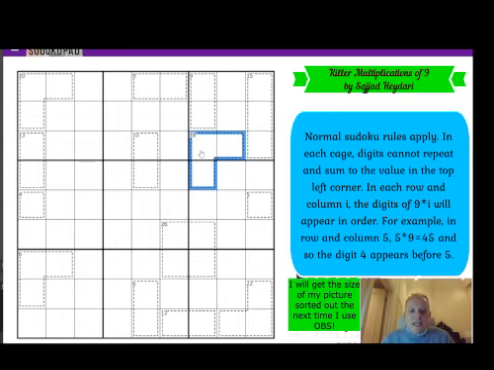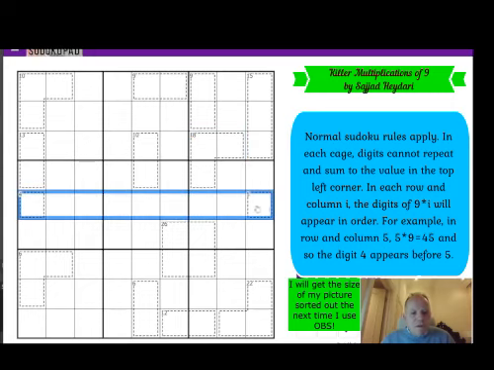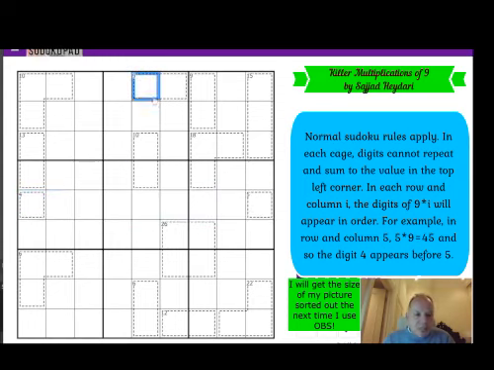In addition, in each row and column I, the digits of 9 times I will appear in order. So you have to multiply the row number. So this is row number 5. Multiply that by 9, you get 45. And that means that 4 must appear before 5. Well, actually, in this column, we know that. These are the 2 given digits in the puzzle from the 1-cell cages. But that is the example given, probably so there's no giveaway here. And we know that in this row, 4 must appear before 5. The same must be true for this column, which is column number 5. This is row number 6, so 5 must appear before 4.